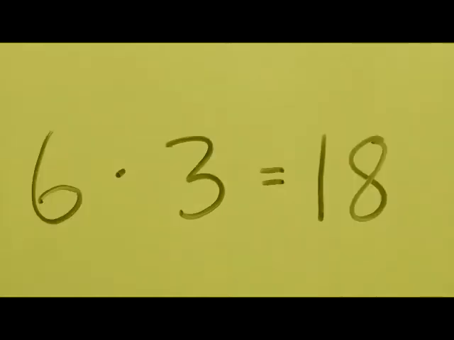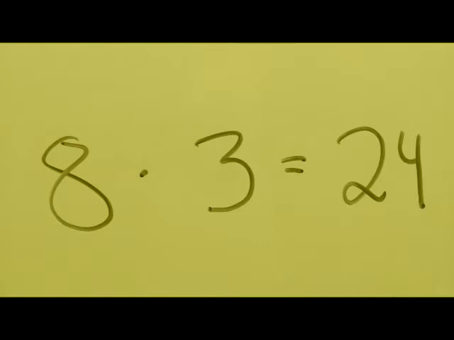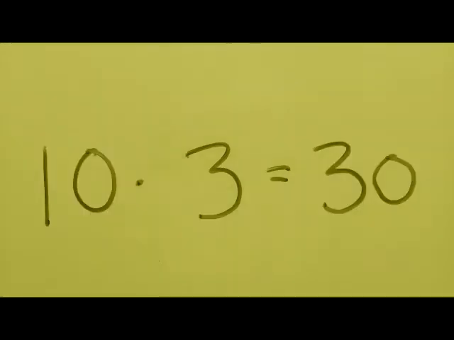Six times three is 18. Seven times three is 21. Eight times three is 24. Nine times three is 27. 10 times 3 is 30.